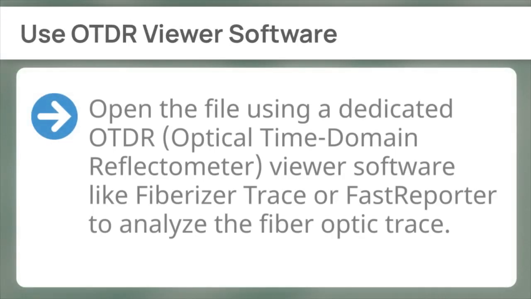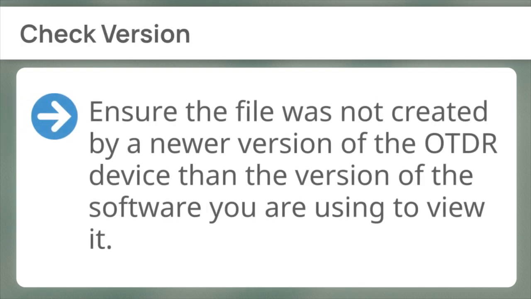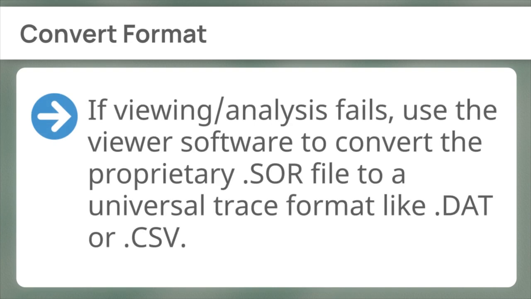First, use OTDR viewer software. Open the file using a dedicated OTDR, optical time domain reflectometer, viewer software like Fiberizer trace or Fast Reporter to analyze the fiber optic trace. Next, check version. Ensure the file was not created by a newer version of the OTDR device than the version of the software you are using to view it. Finally, convert format. If viewing analysis fails, use the viewer software to convert the proprietary .SOR file to a universal trace format like .dat or CSV.